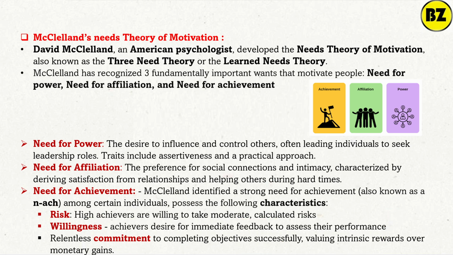These are the parts of McClelland's need theory of motivation. He identified the need for power, the need for affiliation, and the need for achievement. Remember the power, affiliation, and achievement. These are the things which you have to remember.